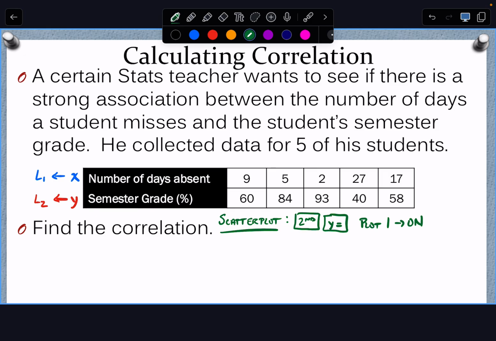When I select that first graph option, it should ask for the X list and the Y list. Those should already be defaulted to list 1 and list 2, which is where you should have put the information for your values. So once you have the correct lists put in for your X and your Y, we're going to hit zoom, and then the number 9.